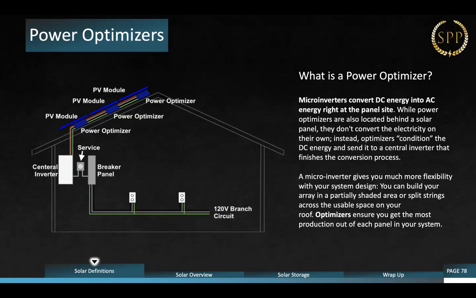Okay, so all these do is make it so that they work independently, just like a microinverter system. A microinverter gives you much more flexibility with your system design. You can build your array in a partially shaded area or split strings across the usable space on your roof. Optimizers ensure you get the most production out of each panel in your system. So it helps do the exact same thing. So you get all the benefits of the string inverter system with additional benefits from the actual microinverter system, because now you're conditioning power, you're not converting it at the roof.